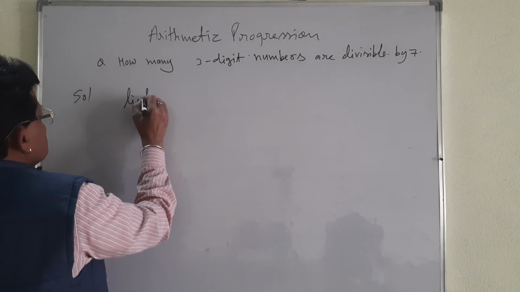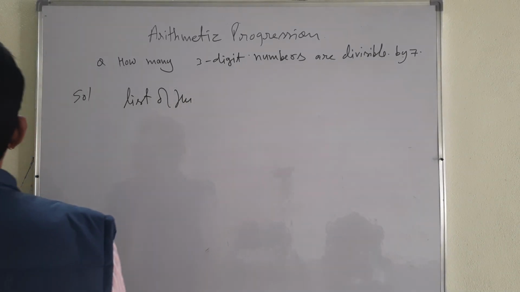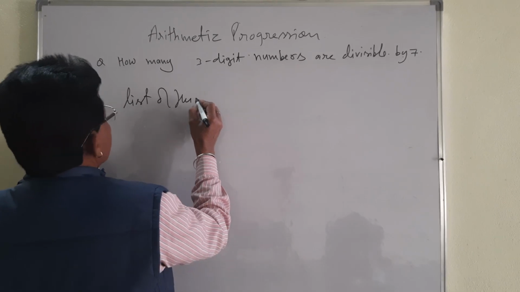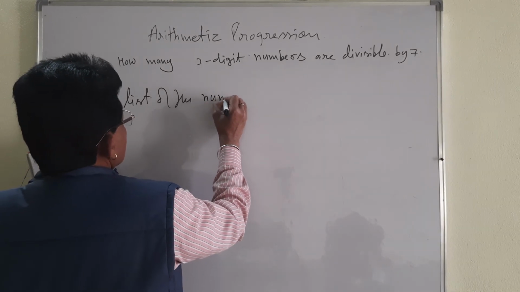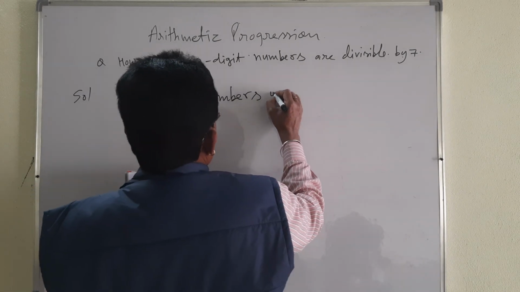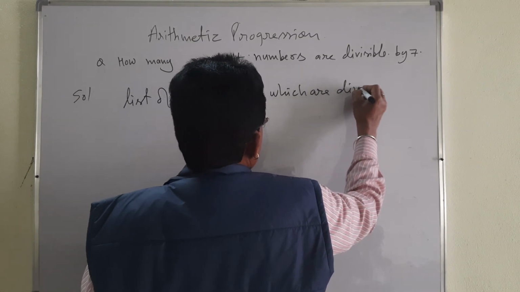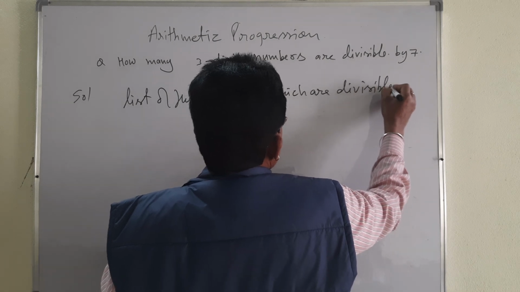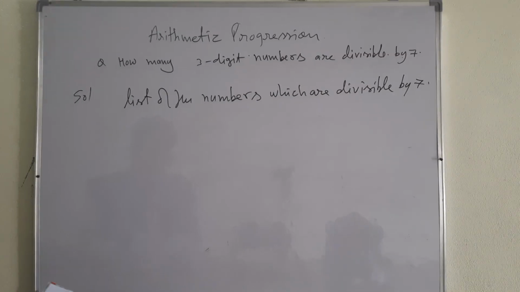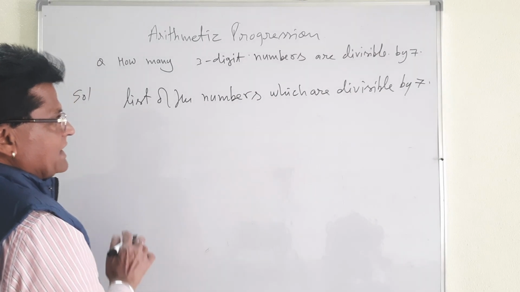Solution: list of the numbers which are divisible by 7. Will you tell me such numbers which are divisible by 7?